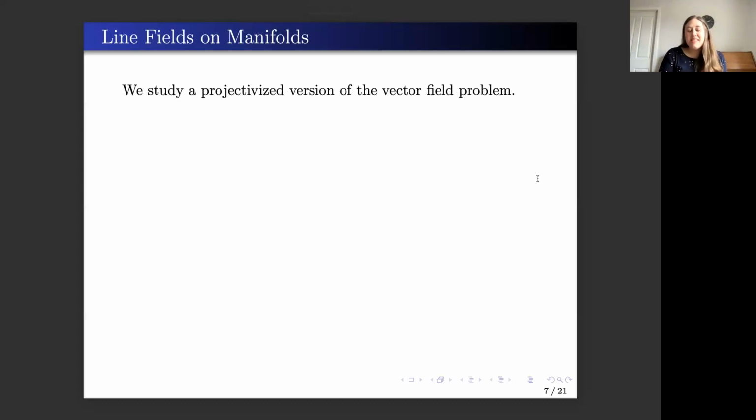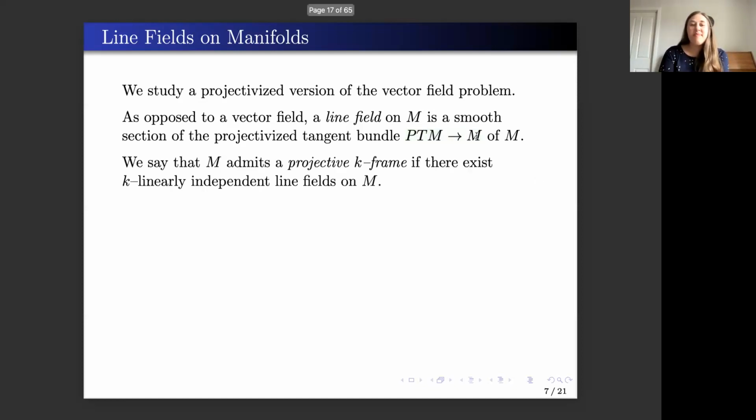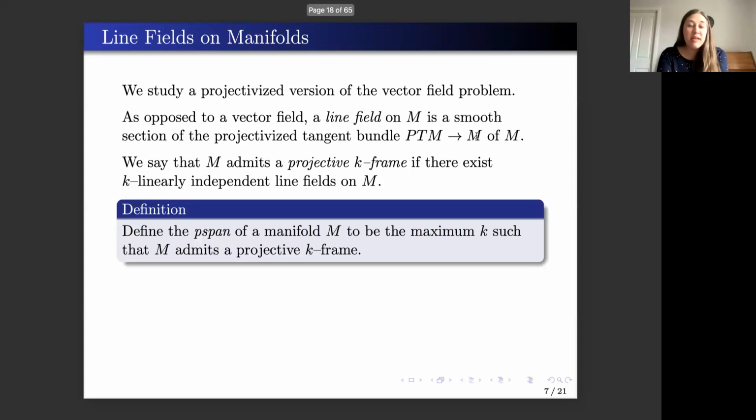Now for me, as I said at the beginning, I'm studying a projectivized version of this vector field problem. So mutatis mutandis, as opposed to a vector field, I'm interested in line fields on manifolds, which we can think of as smooth sections of the projectivized tangent bundle. So the fiber of this bundle is real projective space. And we say that M admits a projective k-frame if there exist k linearly independent line fields on M, in exactly the same way as before. And we define the p-span, or projective span, of a manifold to be the maximum k such that M admits a projective k-frame.